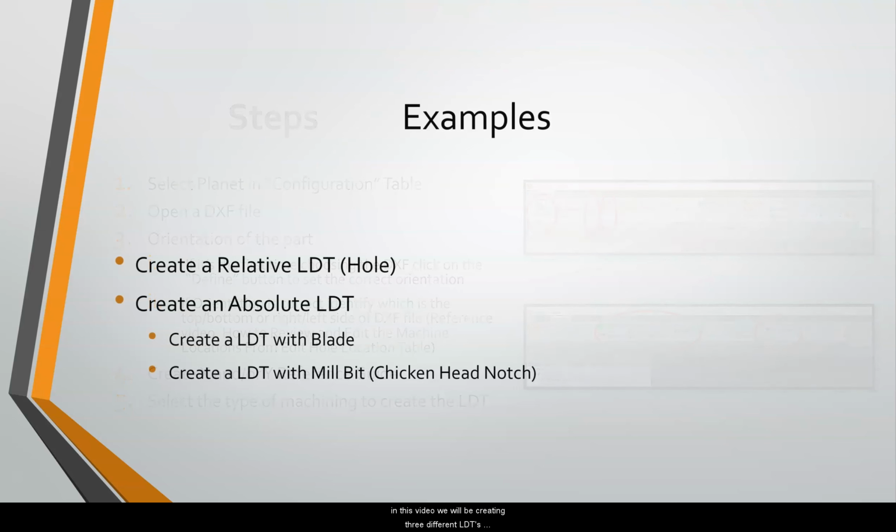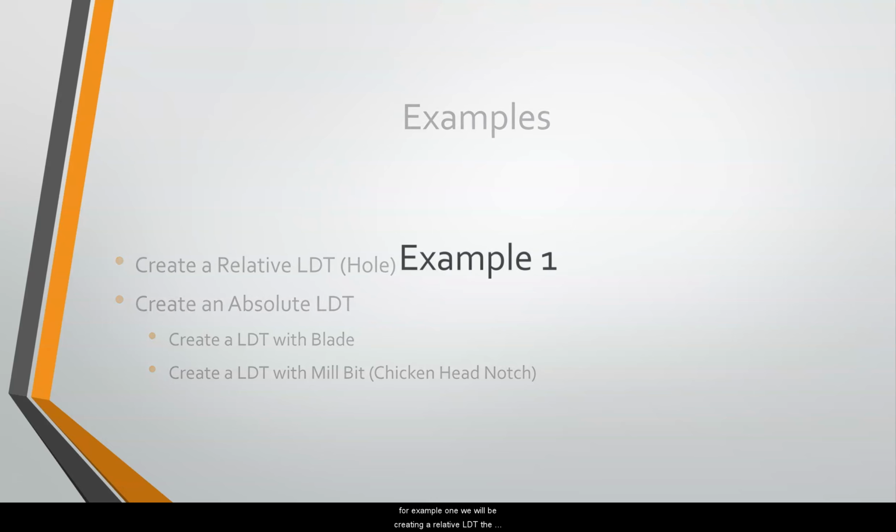In this video, we will be creating 3 different LDTs. One relative LDT, the example will be a hole, and then we will be creating 2 different absolute LDTs. One with the blade and the other one with the mill bit, which will be a chicken head notch.